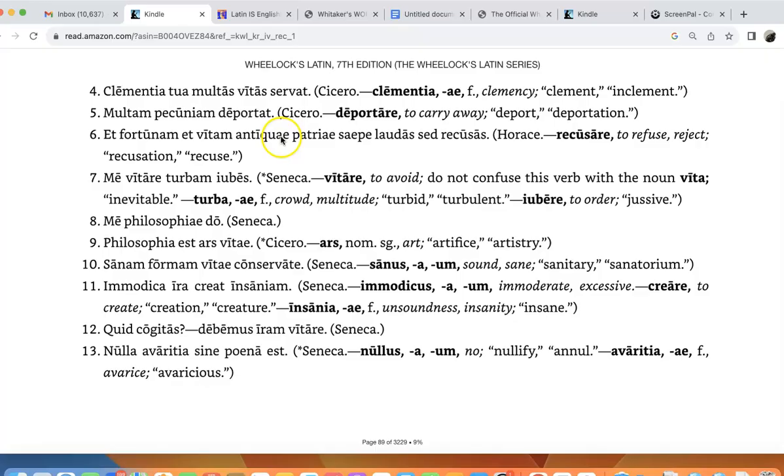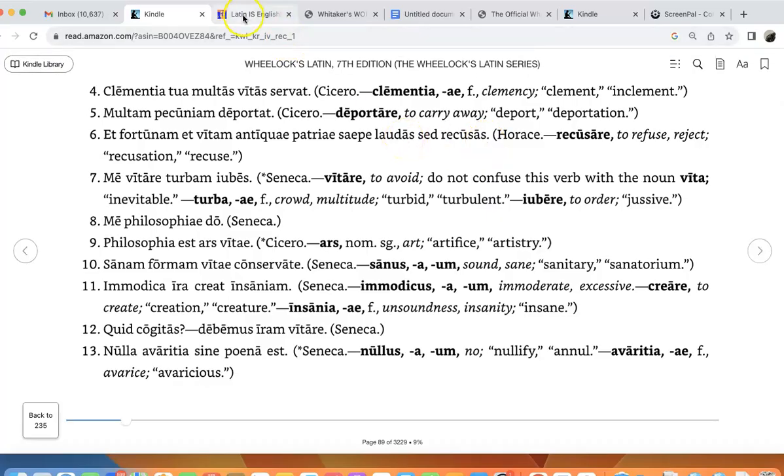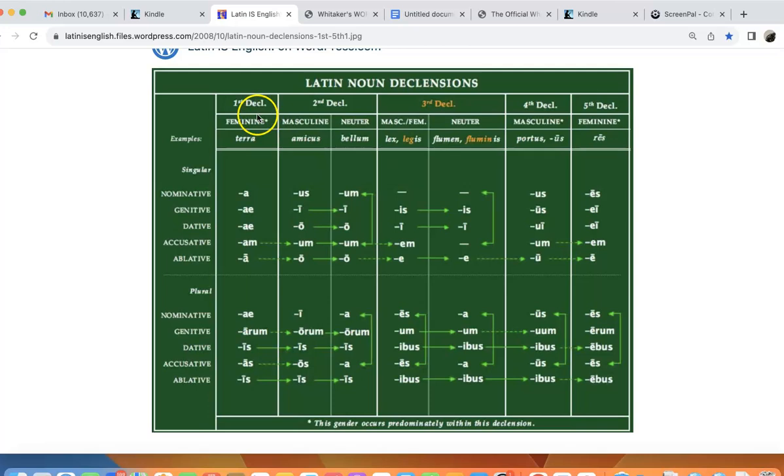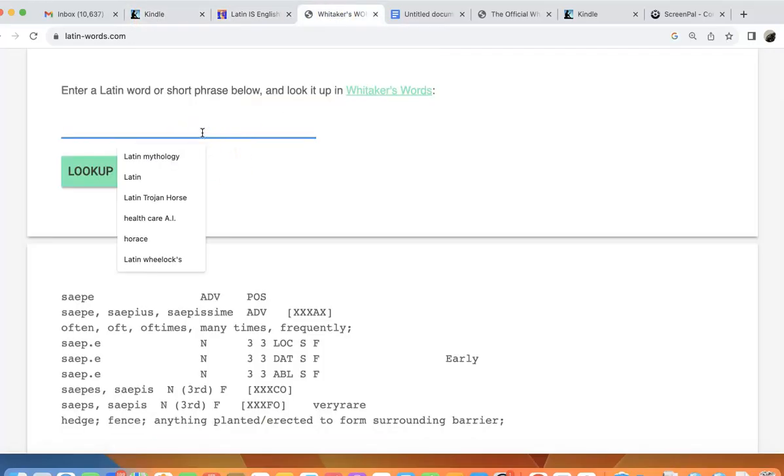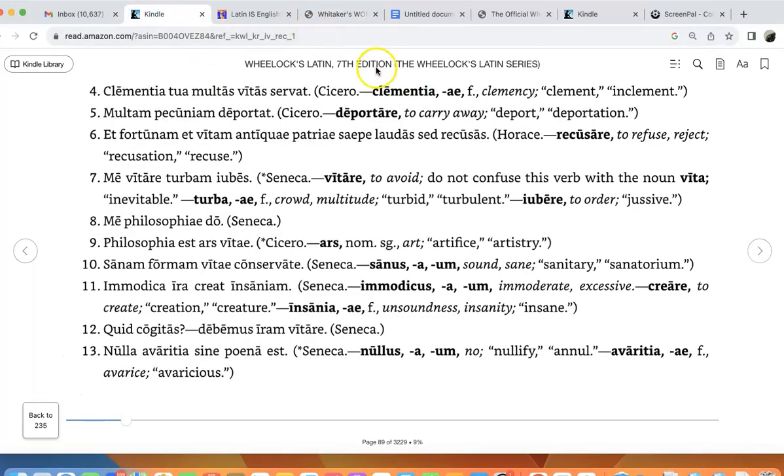So we're looking up these words, antiquae, patriae, saepe, but then we get down here, laudes sed recusas. Well, now it's a little bit trickier. We have to be able to recognize laudo and recuso as verbs. So that's going to be one of the challenges, not to confuse nouns and their case endings with verbs and their tense endings and person and number. And how do you know the difference? Well, you're going to have to learn the vocabulary is what it comes down to. So if we're not sure, we've got to look it up.